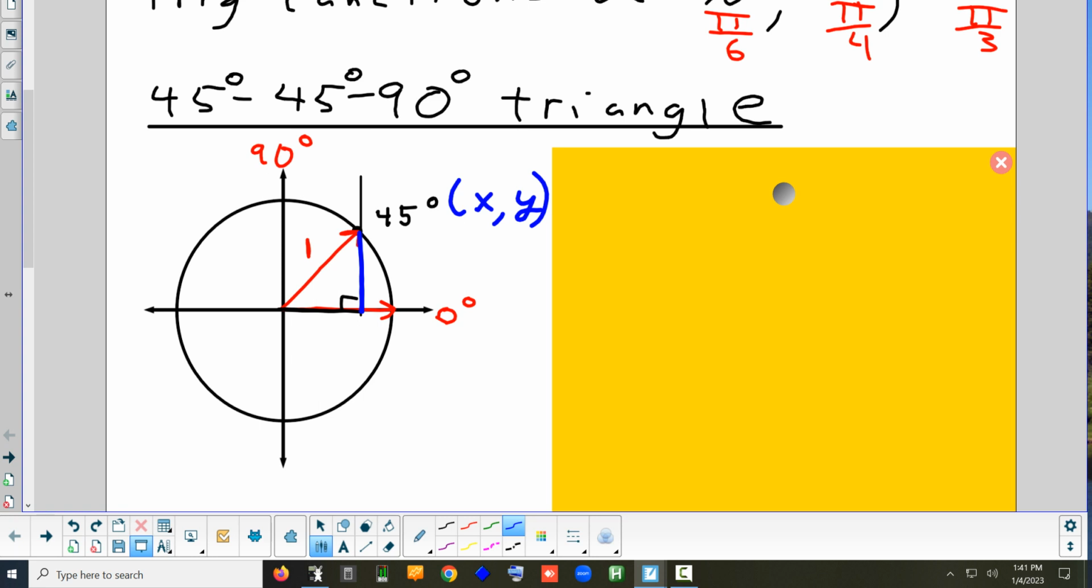A coordinate has 2 parts to it. It has an x and a y. X tells you how far you move left and right. Y tells you up and down.